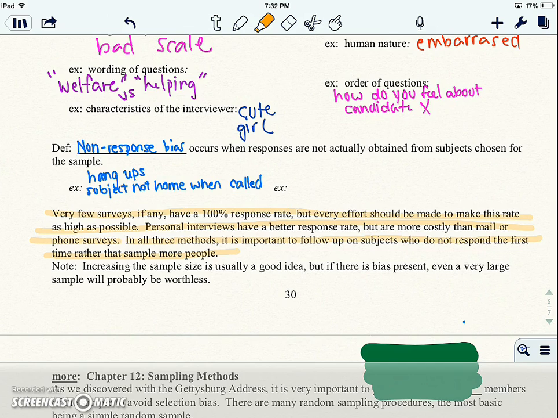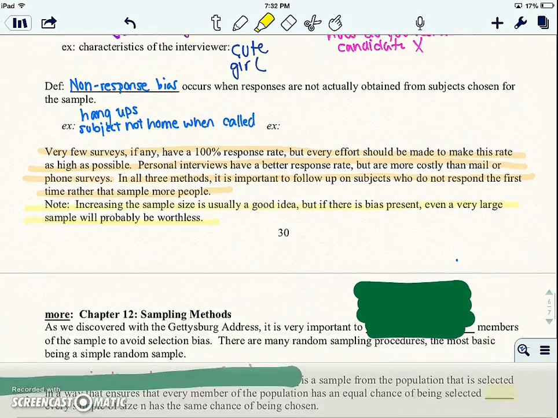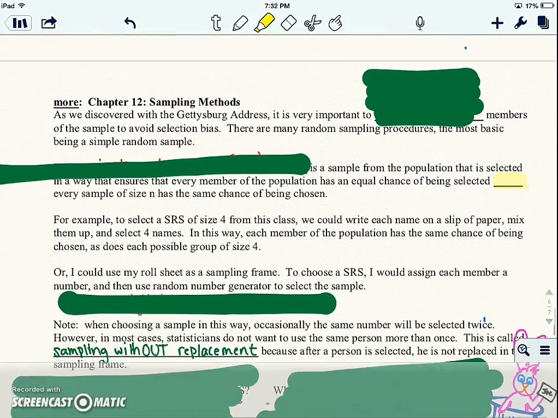Note, increasing the sample size is usually a good idea, but if there is a bias present, even a very large sample will probably be worthless. Okay, and we'll watch a video on that tomorrow. All right, last page.